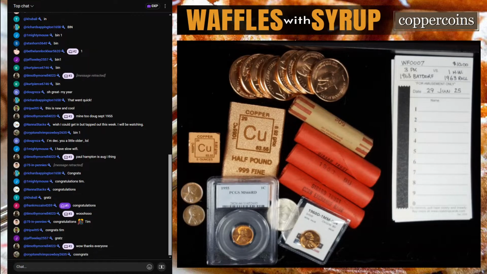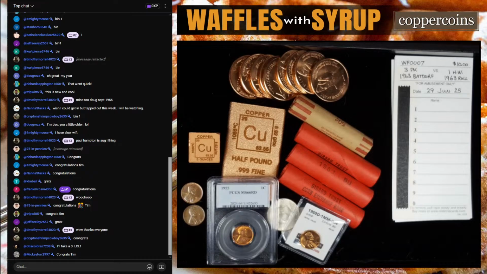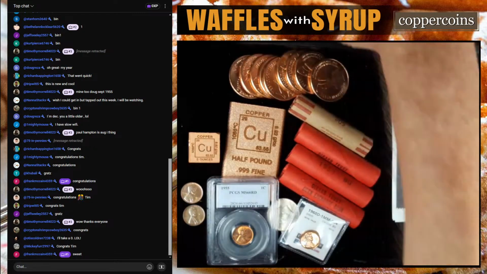Let me see here. I just happen to have a second 1955 roll. We got another 10 people here we can try to get in to play for the second. And I'll pull a new card. And I'll do a second game.